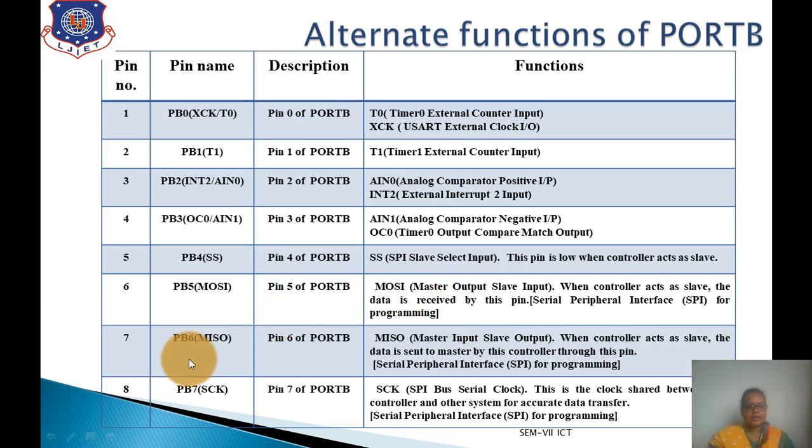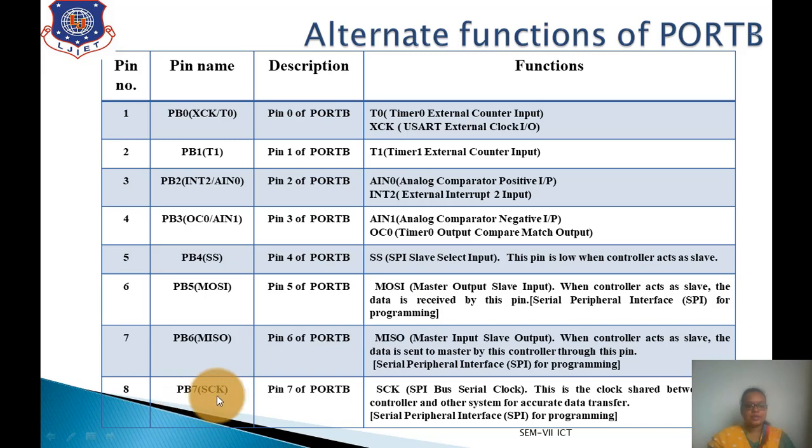And PB6, that is MISO, master input slave output. When again the controller acts as a slave, the data is sent to a master by this controller. So the controller will send the data serially with the help of this pin, and the data will be received by the controller with the help of this PB5 pin, MOSI pin.